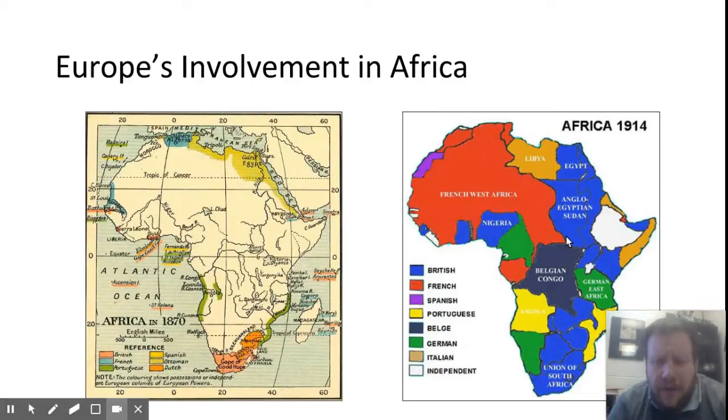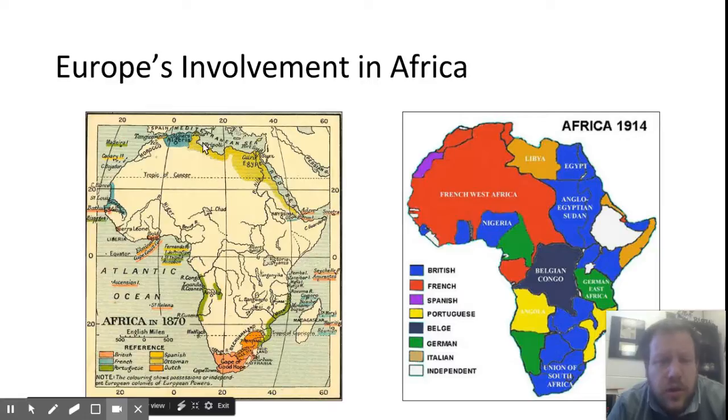So we can see Africa in 1870 versus Africa in 1914. We can see how the whole thing has been carved up, chewed up, changed around a little bit, and that very few areas stay independent throughout the history of Africa. The only few areas would be Ethiopia right here, Liberia over here, and a few little areas in West Africa that actually stay as independent countries.